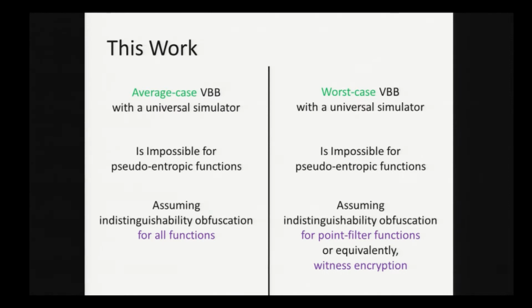So I want to note that average-case VBB is weaker than worst-case VBB, so getting a negative result for average-case VBB is more difficult. And it's also much more meaningful, because in applications, when we obfuscate pseudo-entropic functions, we almost always obfuscate a random function from the family. So we're really mostly interested in average-case obfuscation.